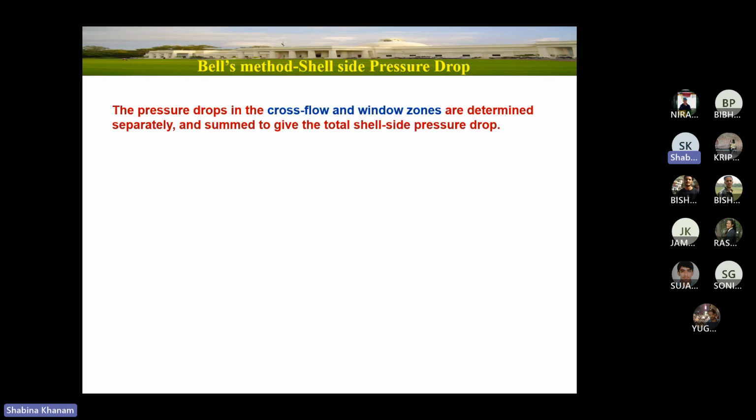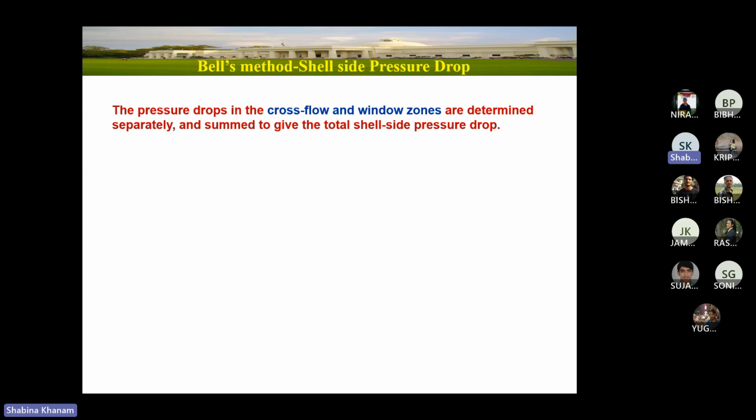And friction loss, when we consider it in the shell side, depends on different zones. As we have already seen, there are two zones, cross flow zone and window zone, and apart from this we have another zone that we call the end zone, from where the fluid is entering the shell side. So we need to define the pressure drop in cross flow and window zones, and we will sum them up to have the total pressure drop in the shell.